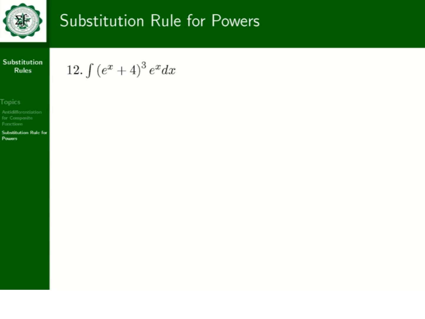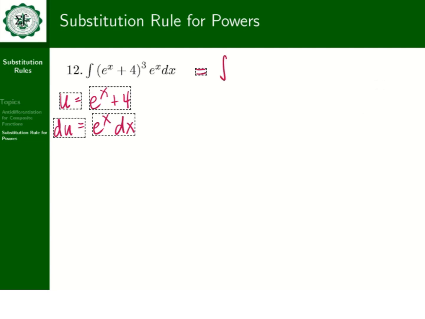Lastly, we have the integral of the quantity e to the x plus 4, raised to 3, times e to the x dx. Now here, our u is the exponential function e to the x plus 4. Now du is e to the x dx. And let us see whether the substitution rule will work. So we can replace e to the x plus 4 by u raised to 3, and then e to the x dx will be replaced by du.